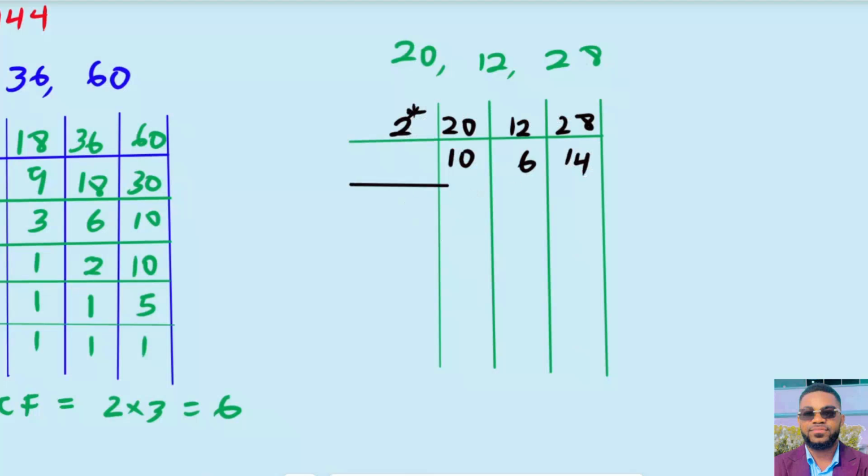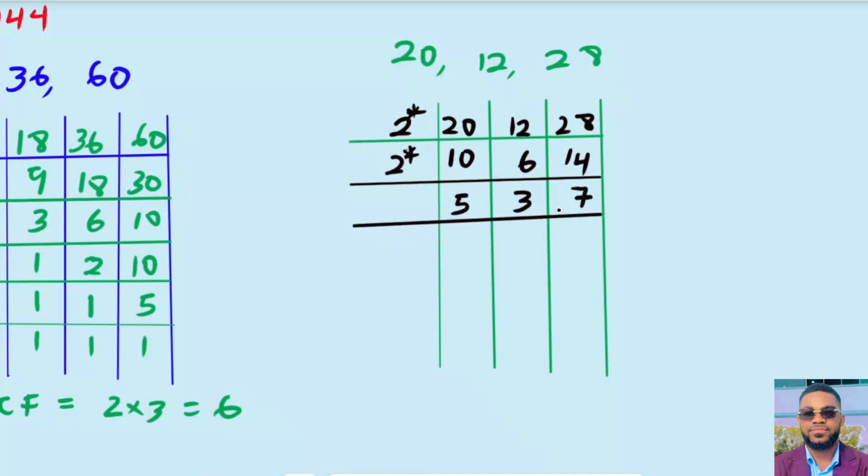Let me come to the next one. So you have 10, 6, and 14. I can still think of 2. 2 goes into 10, 5 times. It goes into 6 3 times. It goes into 14, 7. So I have to take this 2 because it is able to go into the numbers here. So I think that is done.